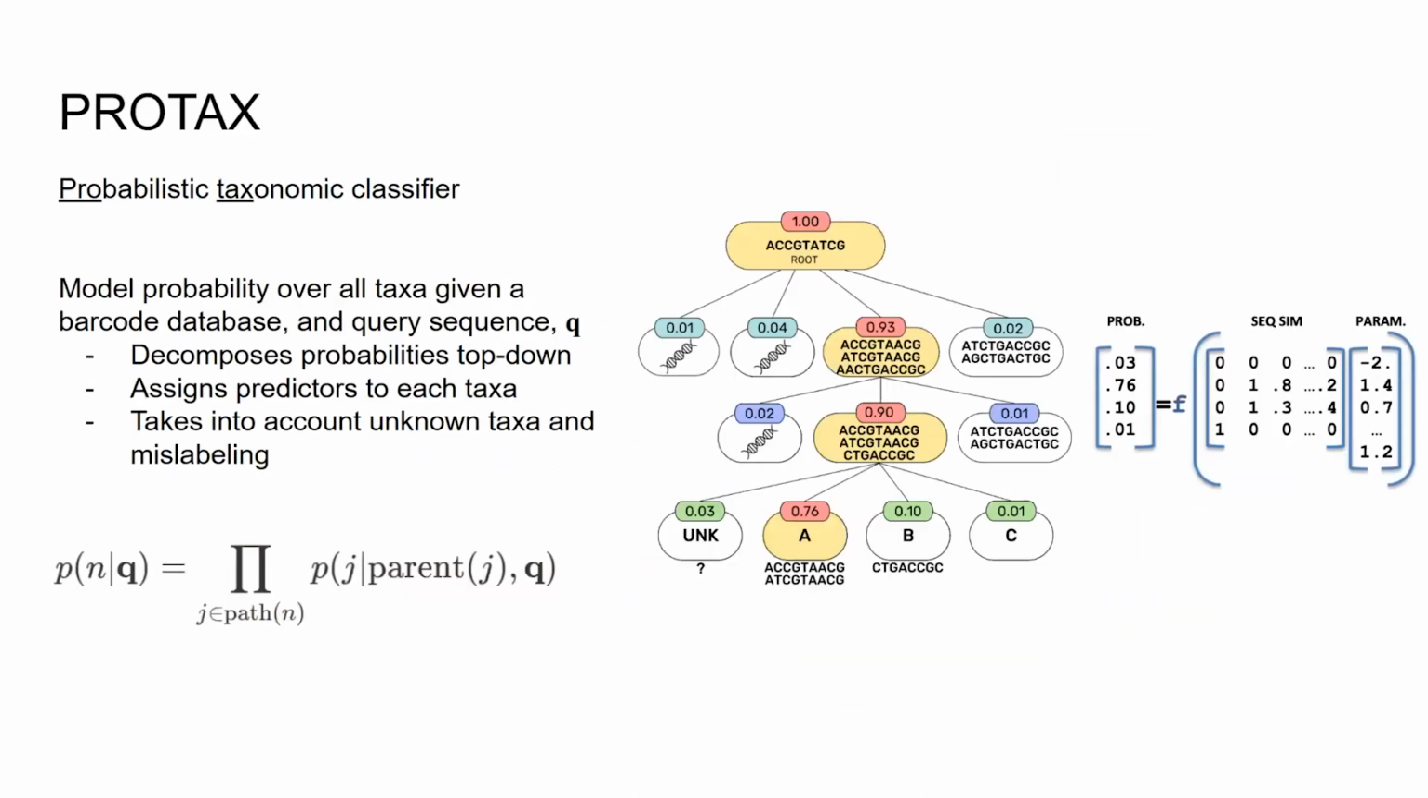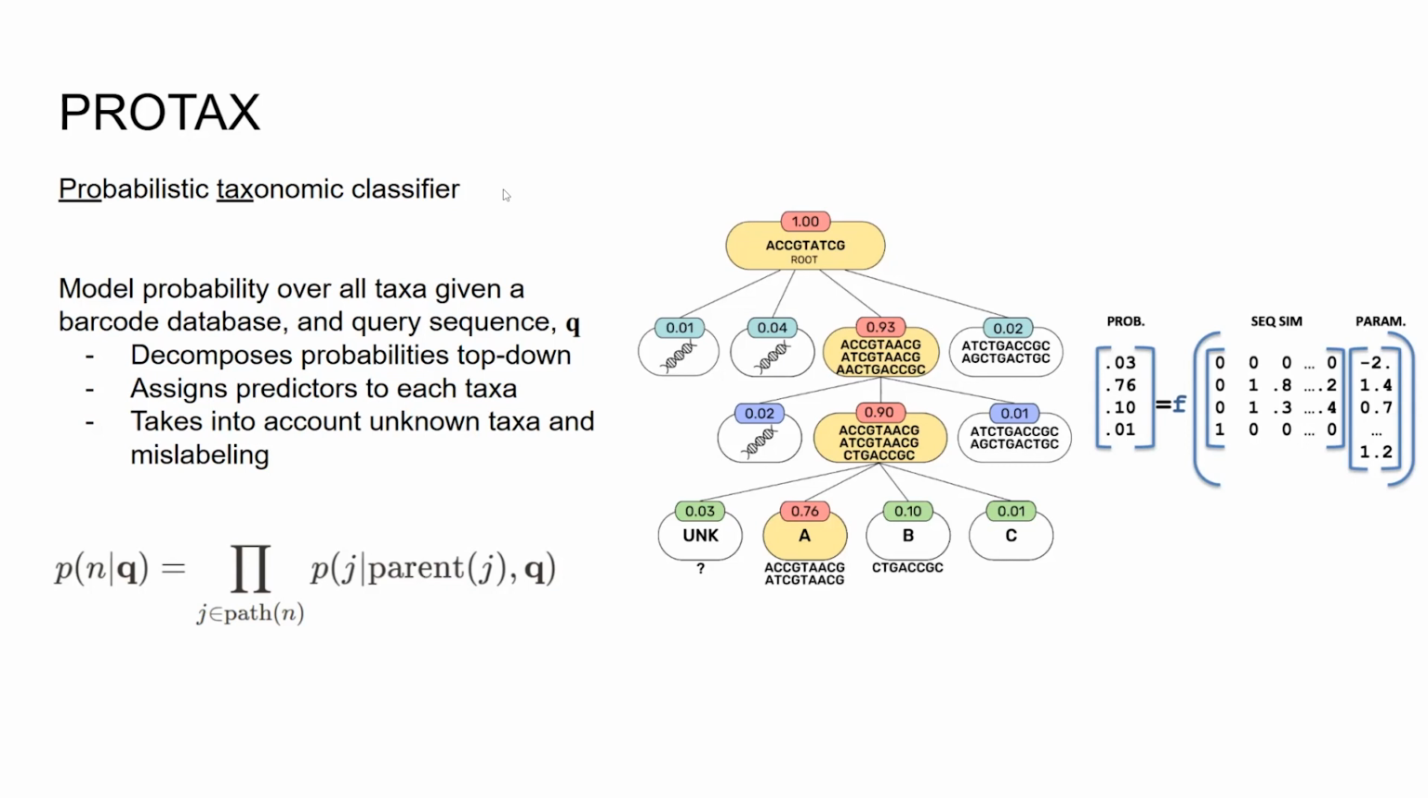And that brings me to PROTAX. PROTAX is a probabilistic model for barcode classification, and recently reached 91% accuracy in classifying unseen arthropod sequences. What it does is model the probability distribution over all taxa and decompose it into probabilities starting from the top down. In this diagram, you can see the root probability being decomposed as we step down in depth. And it's also able to account for undiscovered and unknown taxa, as well as estimate the fraction of mislabeled sequences in its predictions.